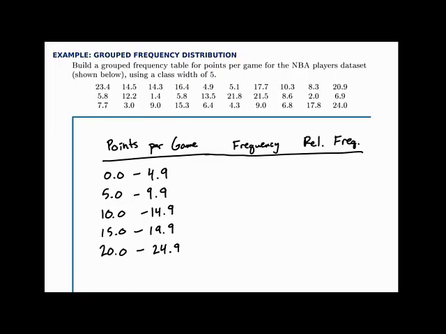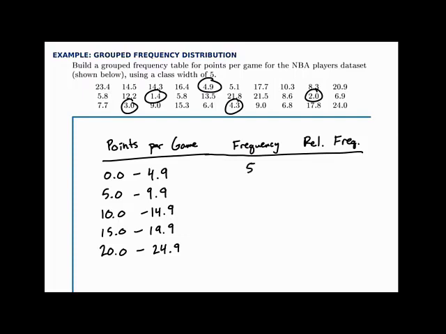We won't show this in detail for all of these classes, but just for the first class, from 0 to 4.9, we'll go through and select all the ones that fit into that category. So between 0.0 and 4.9, in the first row, we find 4.9. In the second row, we find 1.4 and 2.0. And in the third row, we find 3.0, 4.3, and that looks like all of them. So there are a total of 5 that fall into that range.